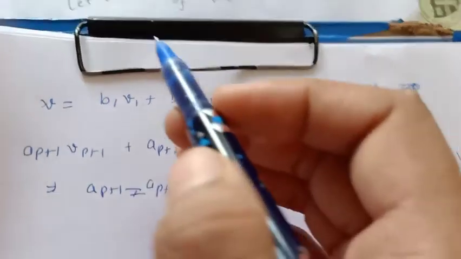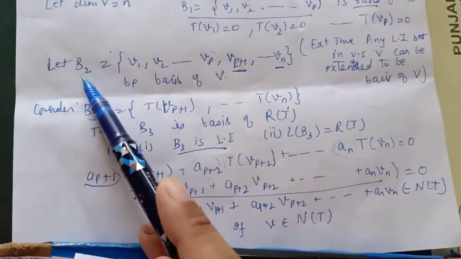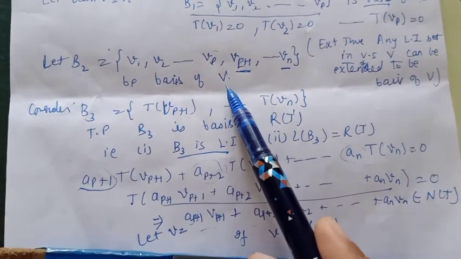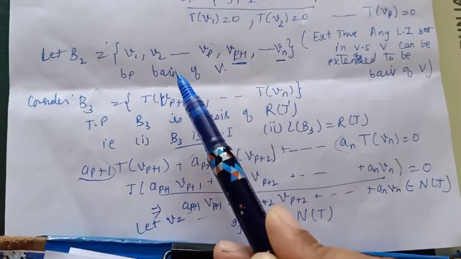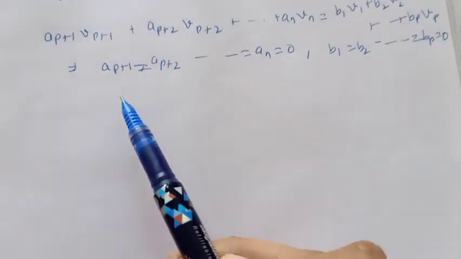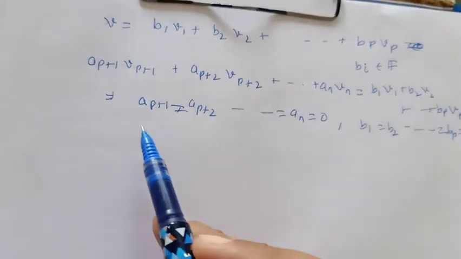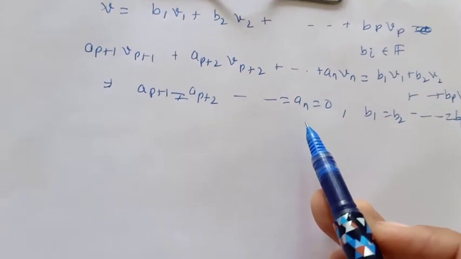Now what was this set called? All the elements from v_1 to v_n. This set was called B2, and it is the basis of this vector space V. Since it is a basis, it has to be linearly independent. Therefore all these coefficients have to be 0. So we have all the a_i's, a_{p+1} to a_n, to be 0.